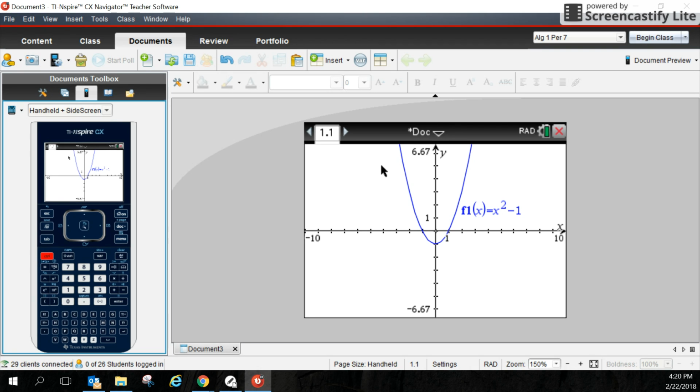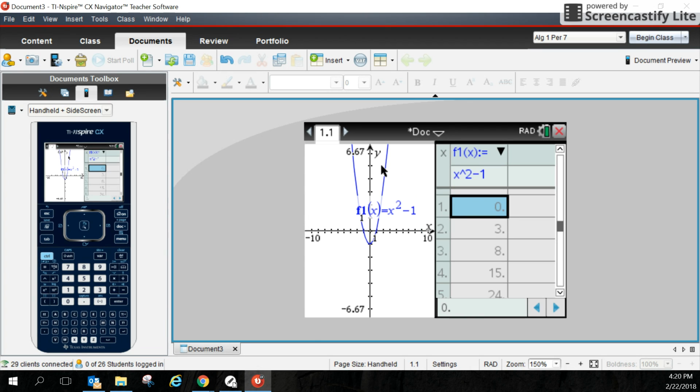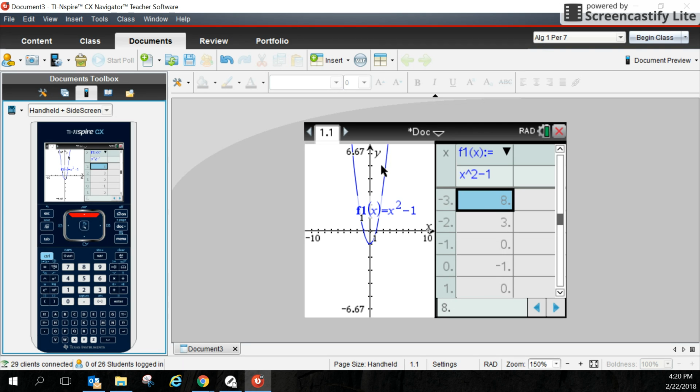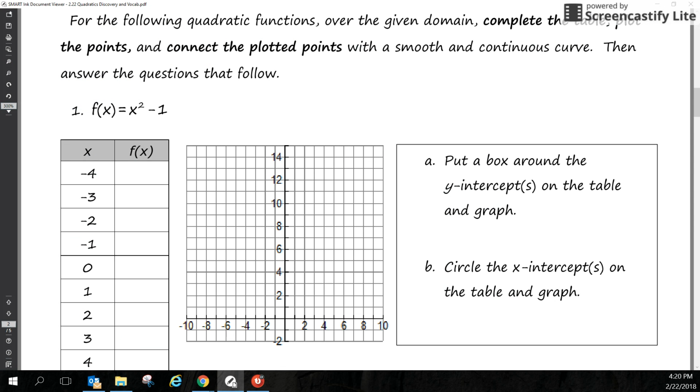So I want to make the table. I'm going to go to Control T. I can scroll up and down to get my table. And let's go ahead and start entering it. So 15, 8, 3, 0. So when x is negative 4, we're at 15. And then 8, 3, 0. Then we go down to negative 1, and then we go back up. Notice when you're going back up, you've got the same numbers as on the way down. It's interesting. We'll think about that in just a second.